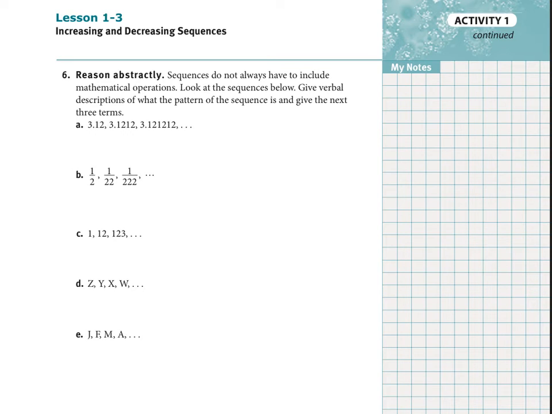So we're going from 3.12 to 3.1212 to 3.121212. So it looks like they're kind of adding a 1, 2 at the end, right? So the next term, we have 1, 2, 1, 2, 1, 2. We would need another 1, 2, right? And then we would need to do that again. 1, 2, 1, 2, 1, 2, 1, 2. So that's 1, 2, 3, 4. We need another 1, 2. Okay, and then so on.